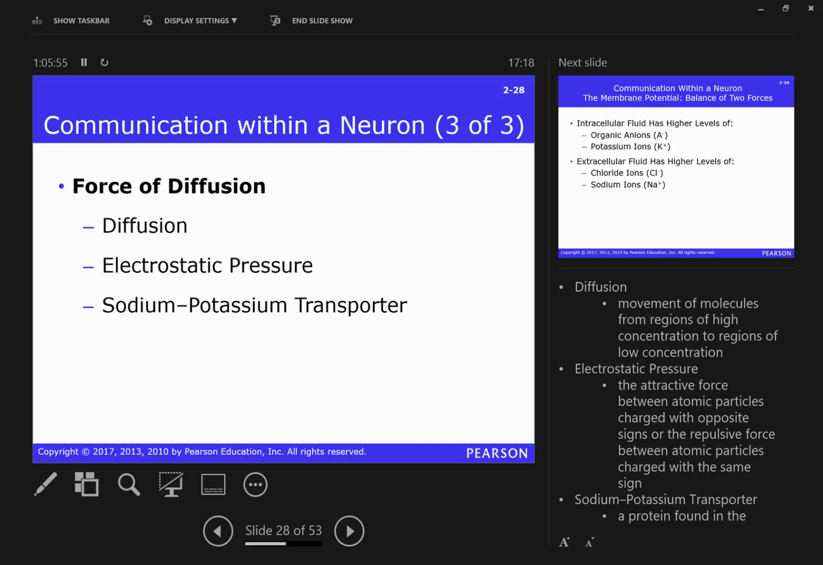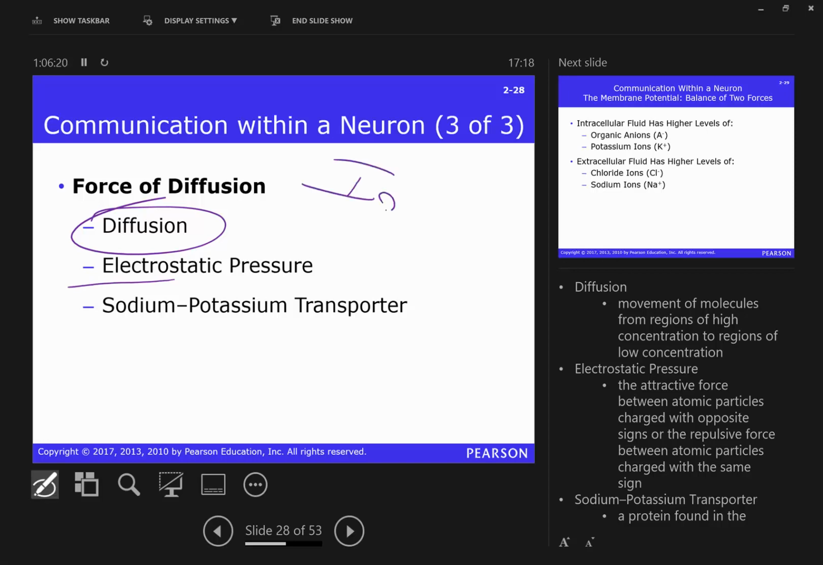All right, what are some things we want to think about to move ions? One of those is going to be diffusion, right? You guys familiar with diffusion? If you have a high concentration of something and it's able to move, it will move to an area of lower concentration so you can equal out those concentrations. That's a pretty basic force. There's also what we call electrostatic pressure. Okay, so we want to think about the charges here.